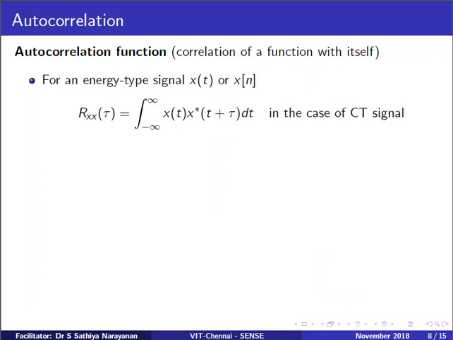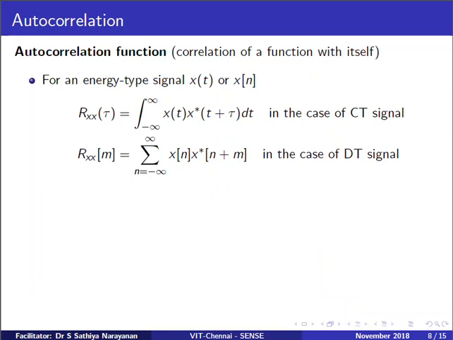Then for a discrete time energy type signal x of n, the autocorrelation is rxx of m equal to summation n equal to minus infinity to infinity x of n x conjugate of n plus m.